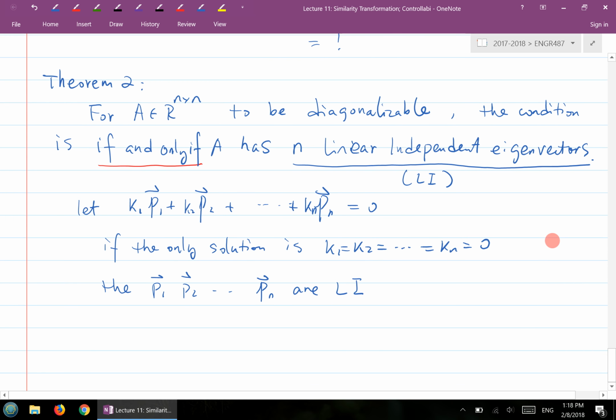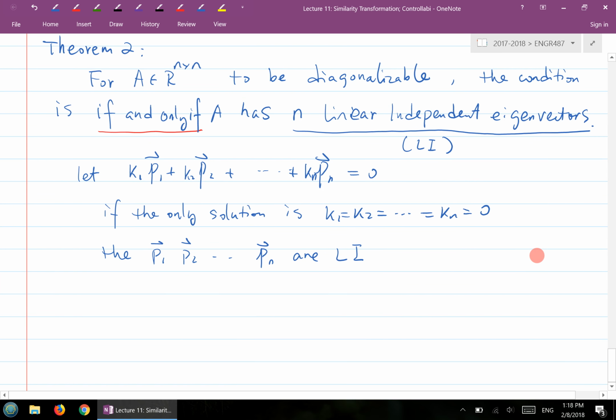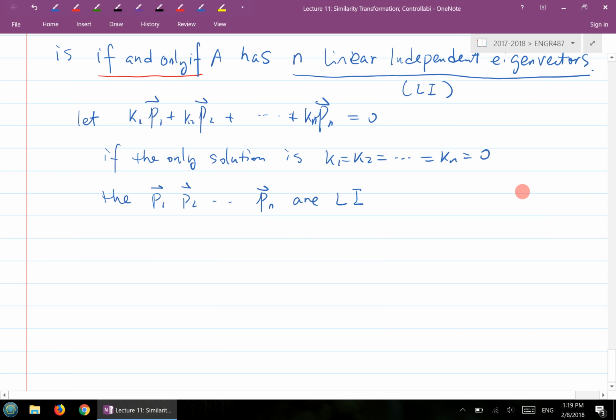Essentially, they are not related. You cannot obtain one of the eigenvectors from a certain combination of the other eigenvectors. That's basically what linear independence means. There's no relationship. If you have a mom and dad, you can somehow relate them to the kids, but this one is completely unrelated. That's linear independence.